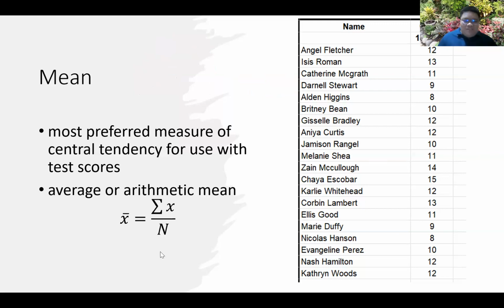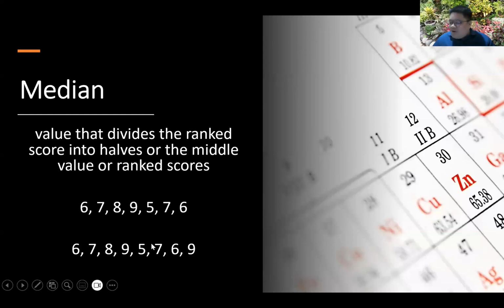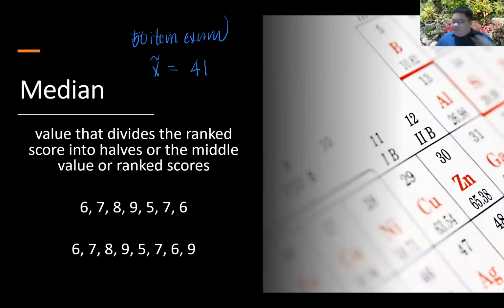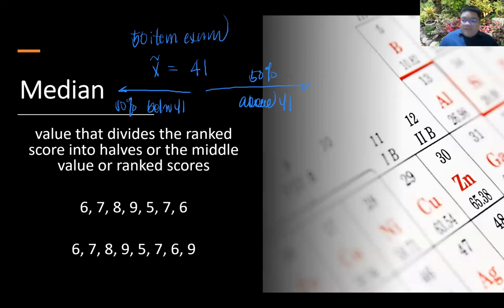Eh sir, paano naman yung median? Class, halimbawa, you have a 50-item exam. And then, for example, you found out that the median score is 41. Okay? Now class, from that, you can conclude that 50% of your students scored above 41. And then, another 50% of your students scored below 41. Ibig sabihin, maganda yung performance. No? Ibig sabihin, maganda yung performance ng kalahati ng klase kasi nga 41 yung median score.